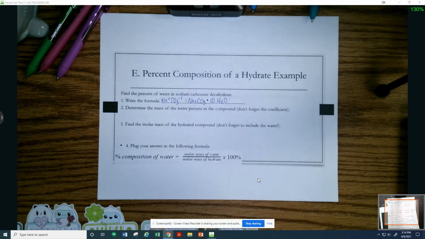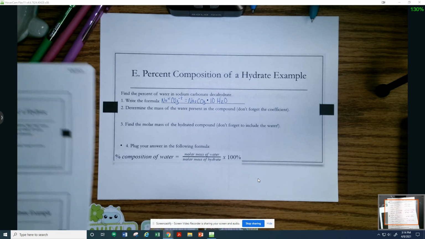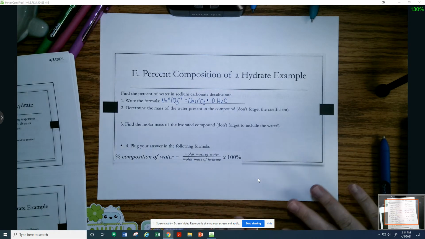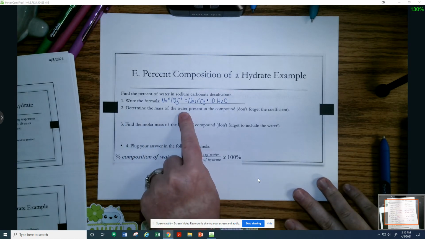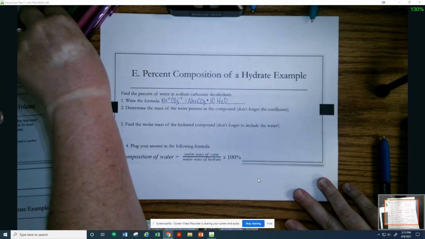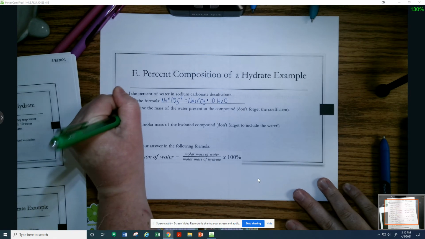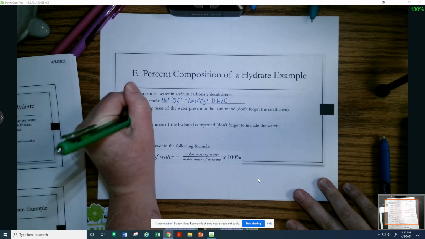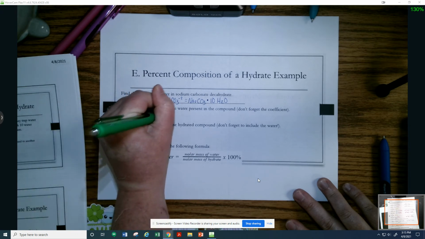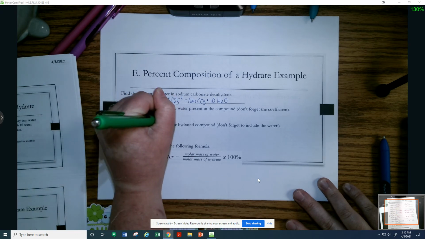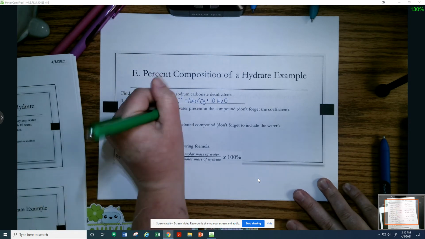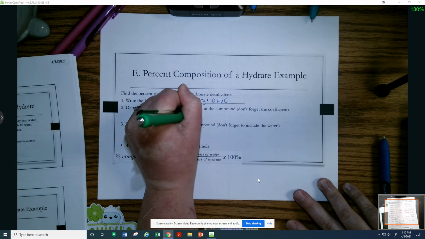So overall, there's some similarities, and then there's a couple of differences as well when it comes to how you work these out. So it tells you to find the mass of the water present in the compound. Essentially what you start with doing first is you find the molar mass of H2O, understanding that it contains 2 hydrogens and 1 oxygen. Hydrogen is 1.00 and oxygen is 16.00 according to the periodic table. Therefore, the molar mass of water is 18.